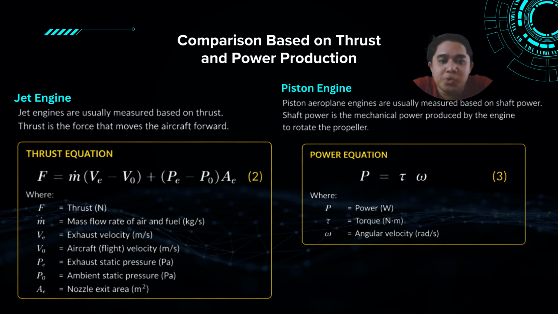Jet engines are usually measured based on thrust. Thrust is the force that moves the aircraft forwards. The equation is F equals m-dot times V_e, plus (P_e minus P_0) times A_e.